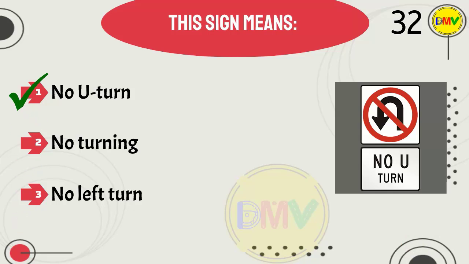The correct answer is 1. This sign indicates that you may not make a U-turn. You cannot turn around to go in the opposite direction at an intersection where this sign is posted.